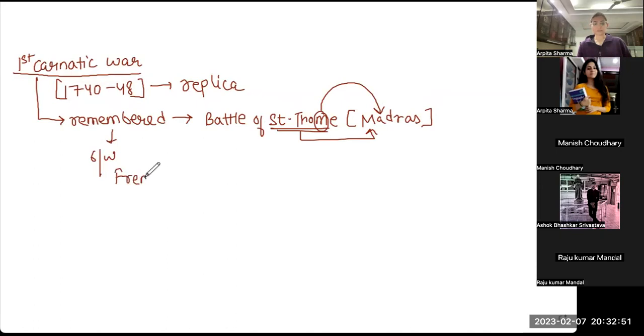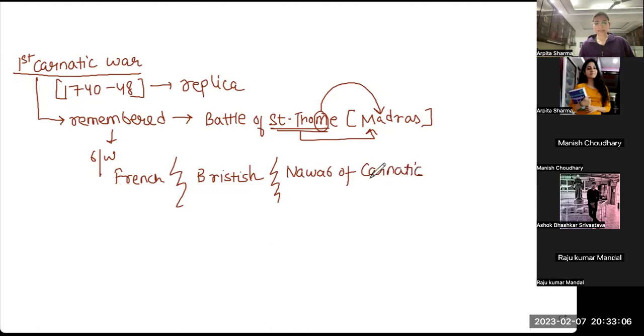Obviously, the French and the British were involved. But there was another party because it was happening in India. So obviously an Indian party would be involved, right? So here we have the Nawab of Carnatic. Okay, and the Nawab's name was Anwaruddin Khan. Anwaruddin Khan was the Nawab.